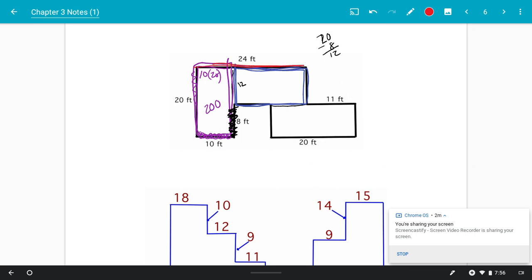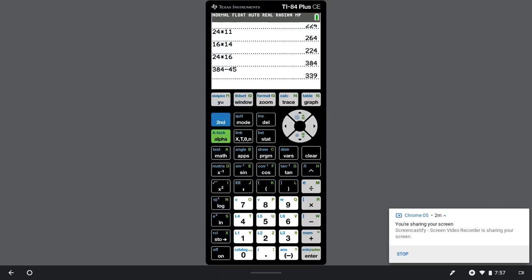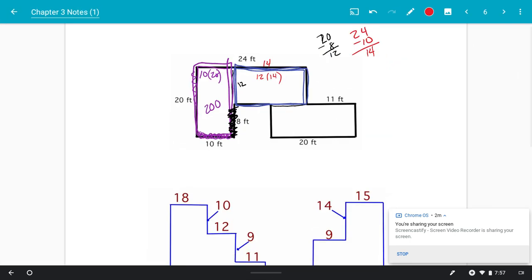Then we're going to do a similar thing to find the base, or how wide it is. So this whole thing is 24, but this part is 10. So if we closed this off, this top part would be 24 and this part would be 10. So what we would do is we would take 24 minus 10 and we'd find that it's 14 for this section. So we would do 12 times 14 in our calculator. 12 times 14, and we would get 168. So this blue rectangle's area is 168.